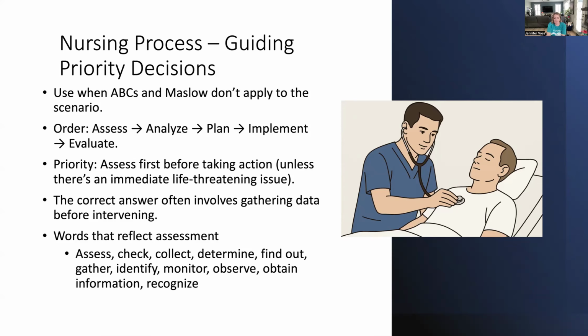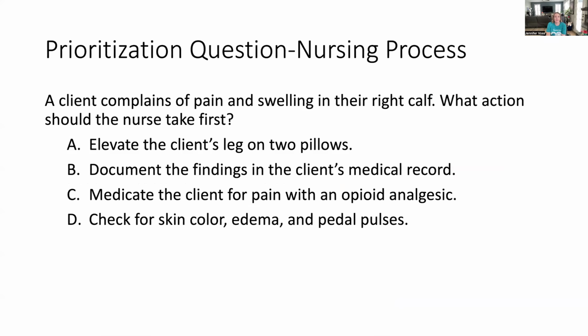So let's look at an example of this. A client complains of pain and swelling in their right calf. What action should the nurse take first? Okay, knowing what we know about the nursing process, elevate the client's leg on 2 pillows. That's an intervention. So we've got an intervention. We're almost at the end of the nursing process.